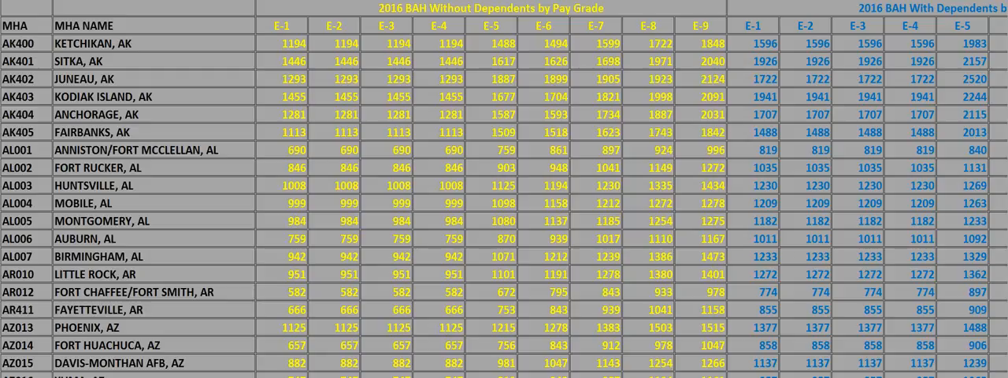Then in yellow, you see the basic allowance for housing without dependents by pay grade. And in the blue, you see the basic allowance for housing with dependents by pay grade.